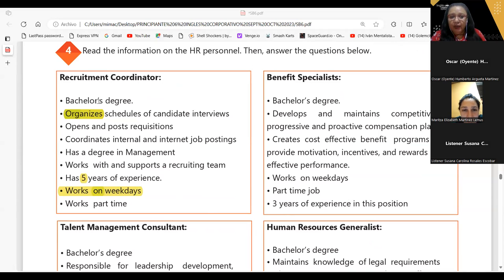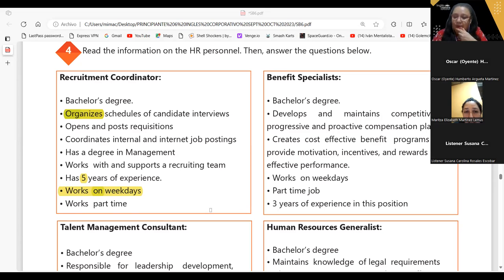Recruitment coordinator, bachelor's degree, organizes schedules of candidate interviews, opens and posts requisitions, coordinates internal and internet job postings, has a degree in management, works with and supports a recruiting team, has 5 years of experience, works on weekdays, works part-time. Now you read it.